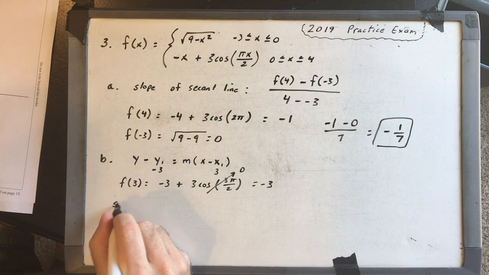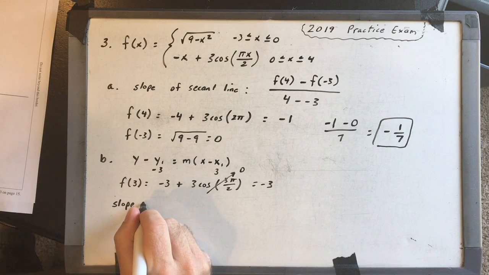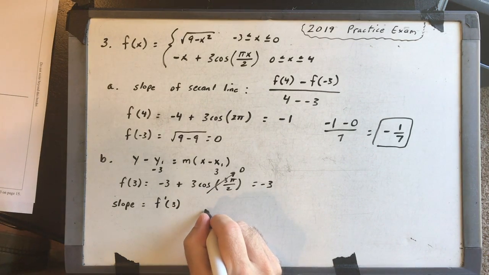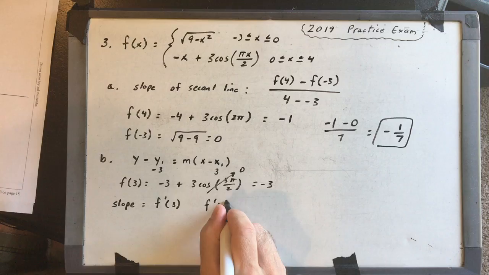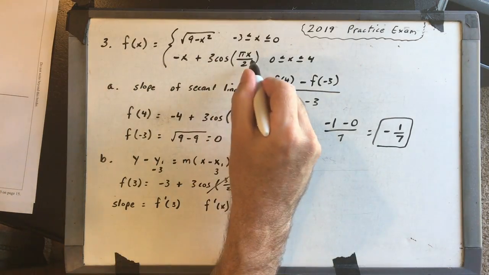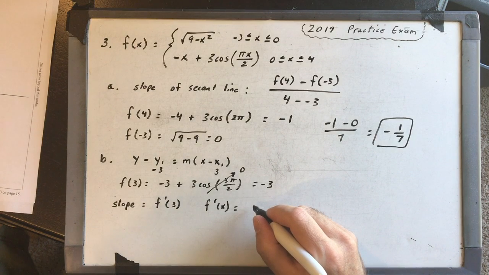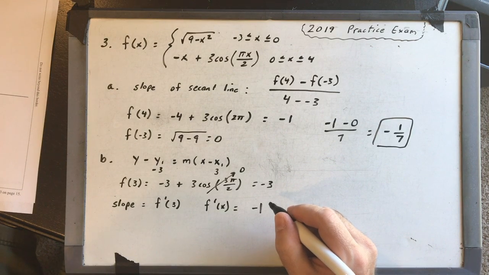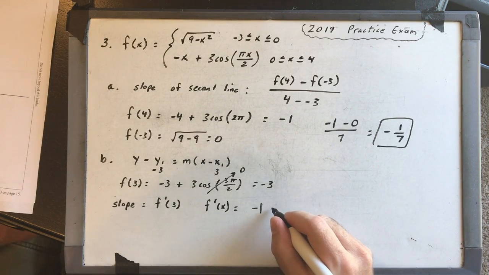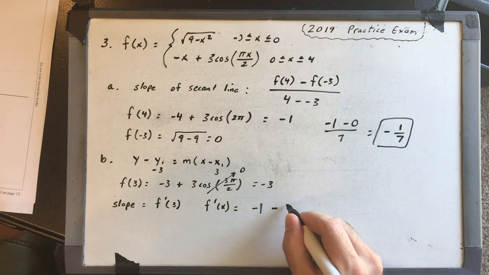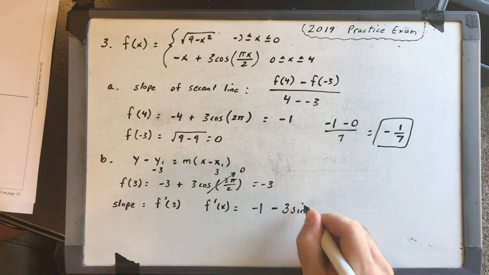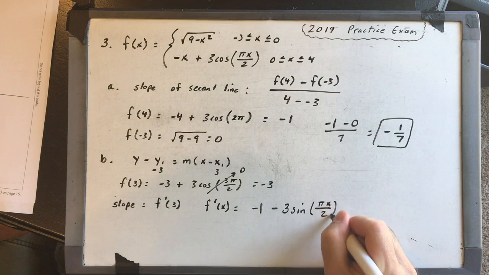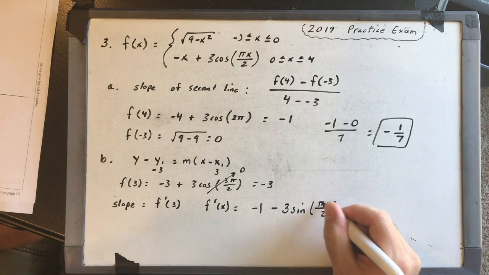Now we need to get the slope. So the slope is going to be f prime of 3. So let's get f prime of x. We're going to take the derivative of this second equation, right? So the derivative of negative x is negative 1. The derivative of cosine would be minus sine, right? So negative 1 minus 3 sine of pi x over 2 times the derivative of the inside here, which would be pi over 2.